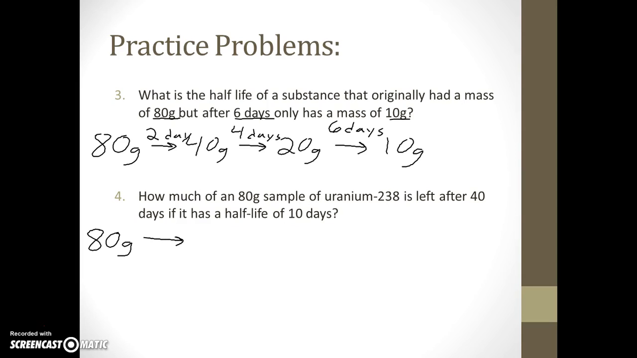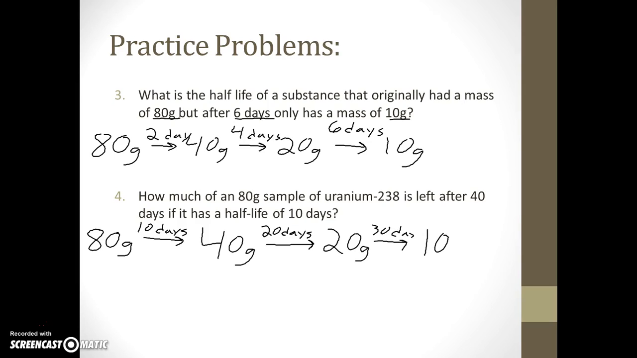After 1 half-life, which is 10 days, we have half of 80, so we have 40. We're going to have another half-life, 10 more days, so a total of 20 days. We take half of 40 grams, so we have 20 grams. We have another half-life, which is 30 days. And it gives us half of 20, so 10 grams.